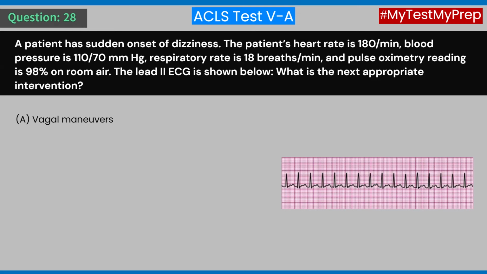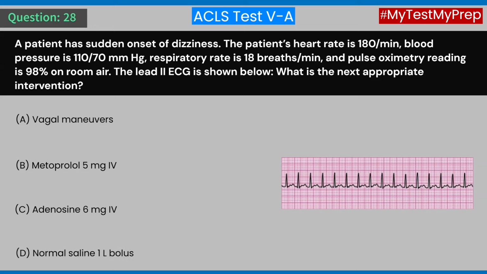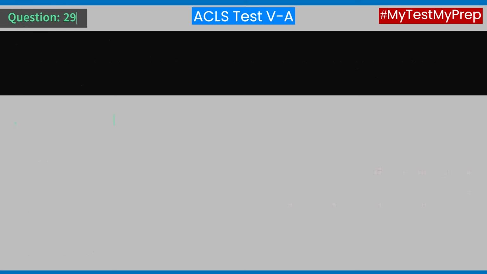A. Vagal maneuvers. B. Metoprolol 5 mg IV. C. Adenosine 6 mg IV. D. Normal saline 1 L bolus. Answer A. Vagal maneuvers.